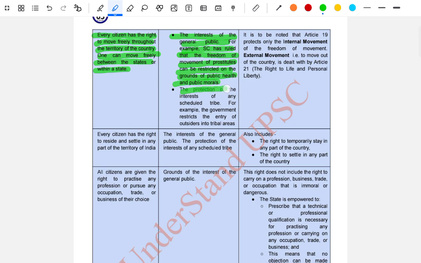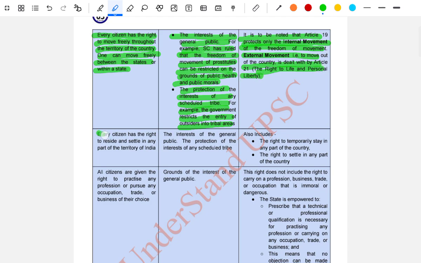The protection of the interest of any scheduled tribes, for example, the government restricts the entry of outsiders into the tribal area. It is to be noted that Article 19 protects only the internal freedom of movement. The external movement, for example, moving out of the country, is dealt with under Article 21, the right to life and personal liberty.